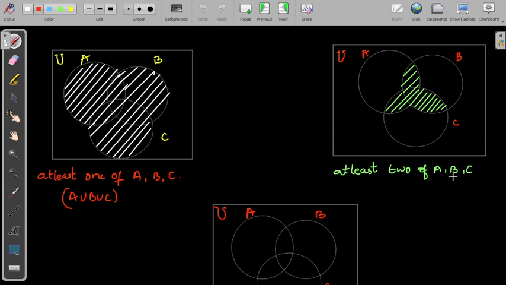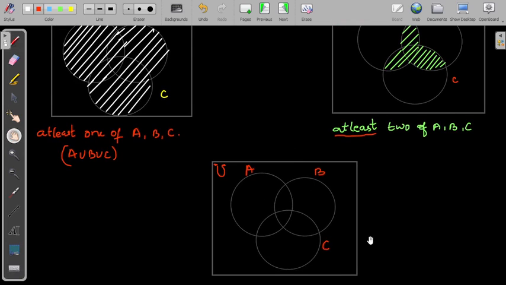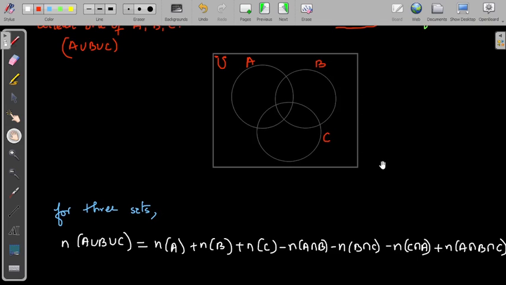Now at least two of A, B, C. At least two means minimum 2, maybe more than 2. Till here, this region represents exactly 2, and this region represents all the three. When you add up the values which appear within this region, then you will get at least 2 of A, B, C. At least 2 means exactly 2 plus all the three. So please remember these regions so that it will be easy to solve the problems.